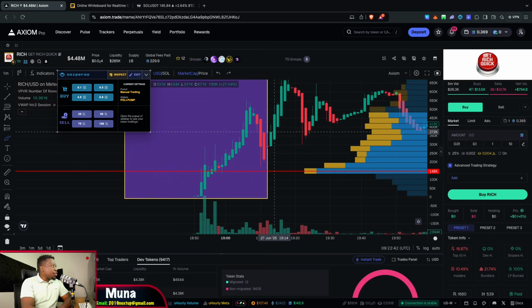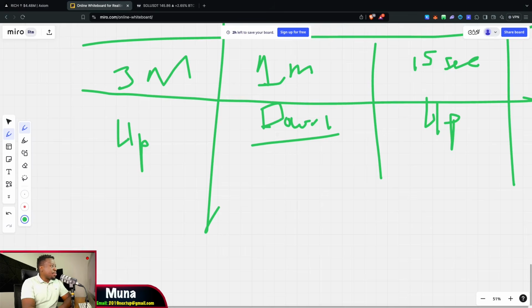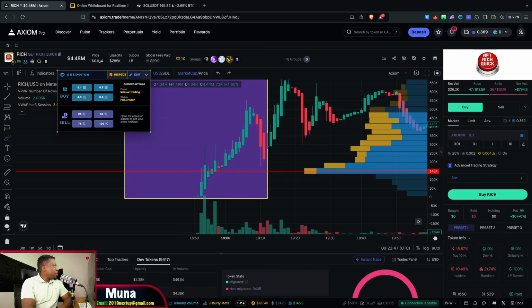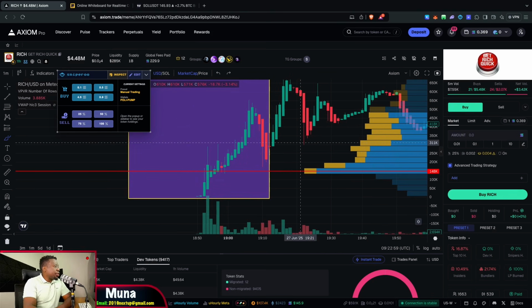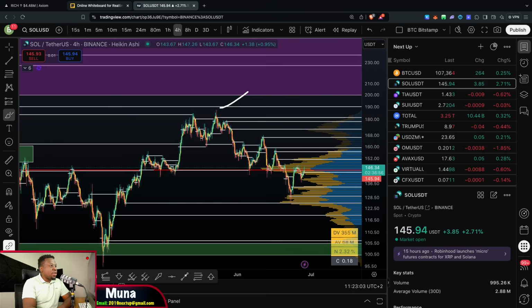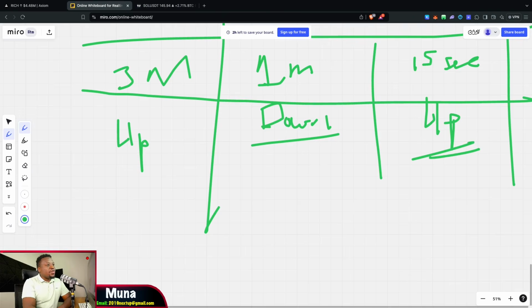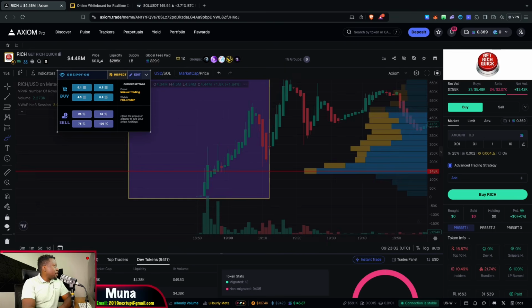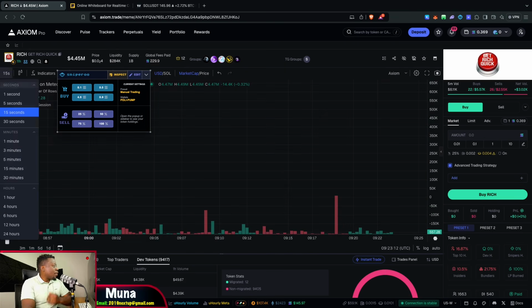Going back to our triple screen trading methodology, the 1 minute time frame is obviously going down. As you can see, we've got these bars 1, 2, 3, 4, 5. So you had about 5 minutes to make a decision whether you were going to get into this particular trade or not. If you flip to the 15 seconds, remember the 15 seconds is supposed to be up, as you can see right over here. So you flip over to the 15 seconds. Right now I've switched from the 1 minute to the 15 seconds, and this is where we are.